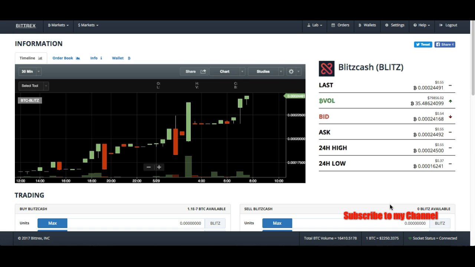The higher the price of BTC goes, the more money you make in profit. Because once you exchange your Blitz Cash coin into BTC, your money grew because of the price of BTC going up. So if this declines, your account is going to decline. If it goes up, obviously, you're going to gain some profit there.